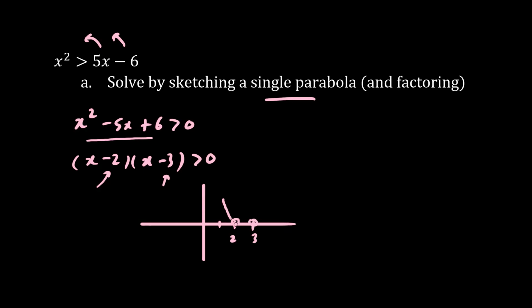The parabola is a happy face because the coefficient of x squared is 1. It's greater than 0. And the question is, when is the quadratic greater than 0, above the x-axis? It is true over here and here, which means that x is less than 2 or x is greater than 3.